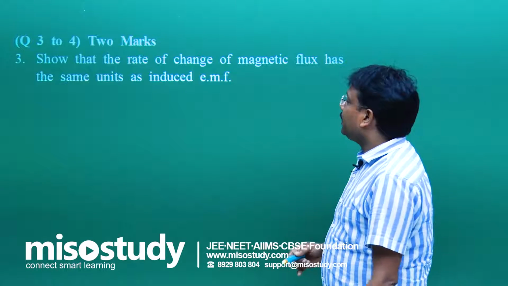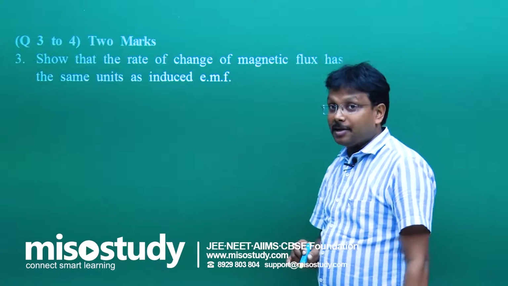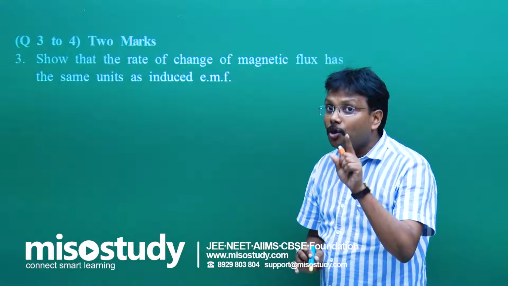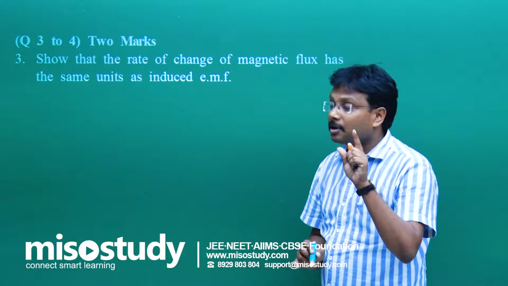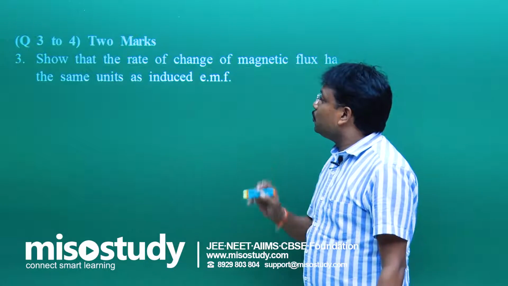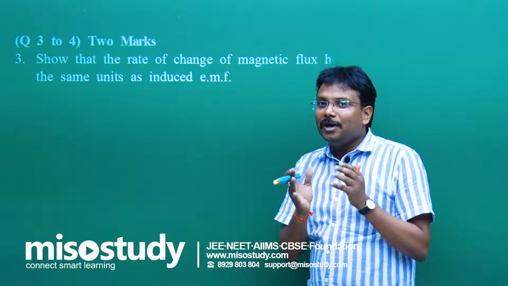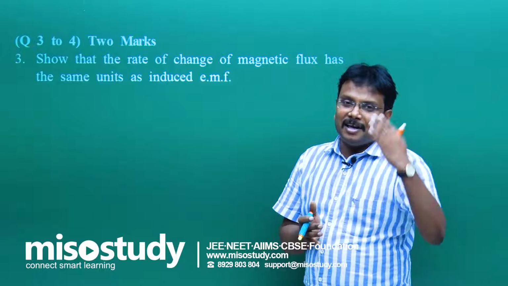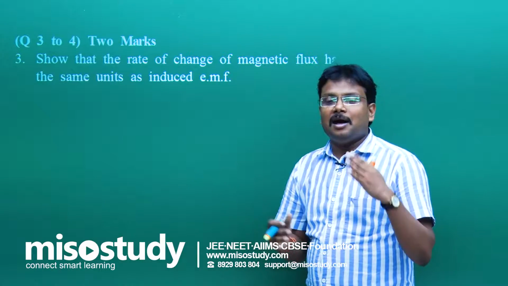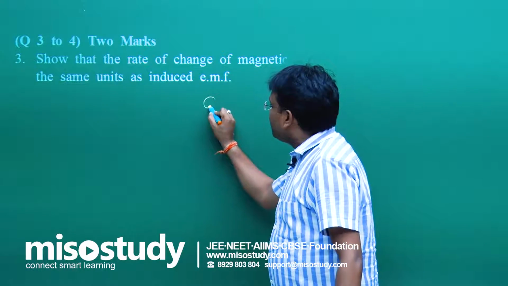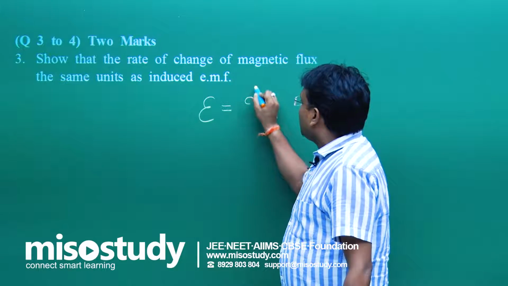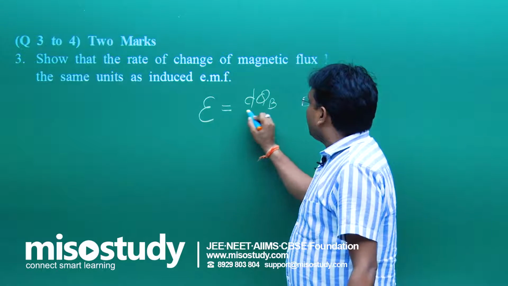So, here show that rate of change of magnetic flux has the same units as induced EMF. So, do not you think both are correlated? Basically, we are saying left hand and right hand part. Actually, EMF is d phi B by dt.